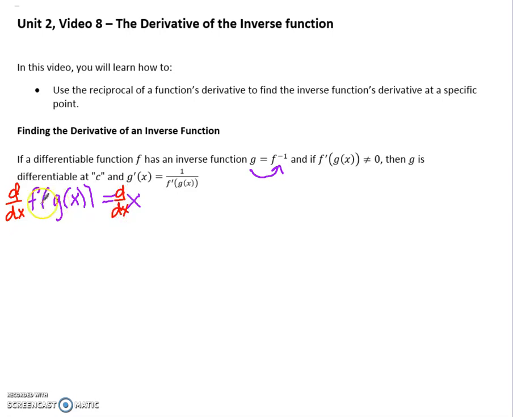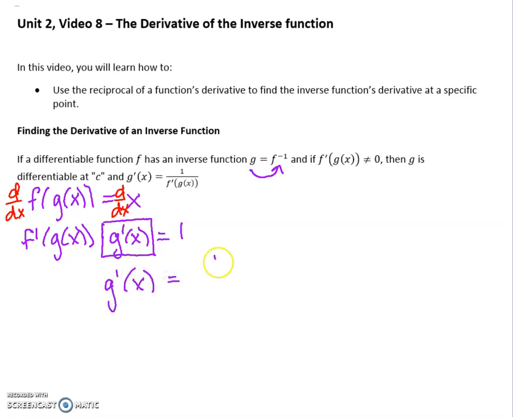On the left, that's chain rule. So I would have f prime of g of x times the derivative of the inside. And on the right-hand side, I would just get 1. Then if I want the derivative of the inverse, g, all I have to do is divide both sides by that value right here. So there you have it, folks. The derivative of an inverse function is 1 over the derivative of the original function at the inverse value.